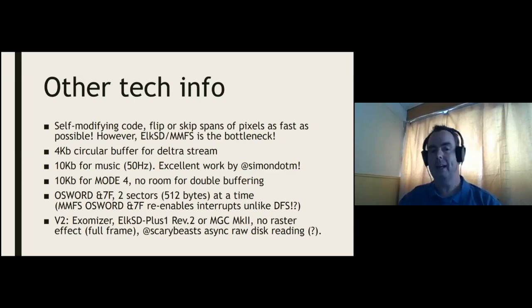So maybe I can get rid of the raster effect. I can do a full frame in mode 4. I'm also triggered by Scary Beasts, Chris, with asynchronous raw disk reading, and maybe that will speed up the reading instead of reading 2 sectors at a time. So lots of ideas for version number 2 and other streaming demos, by the way.